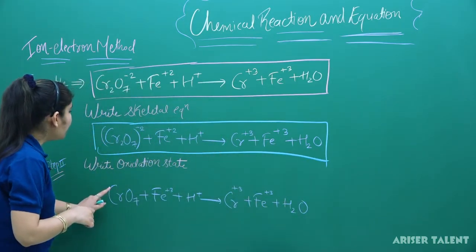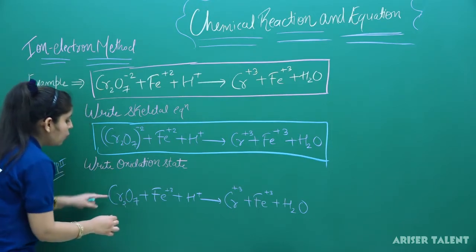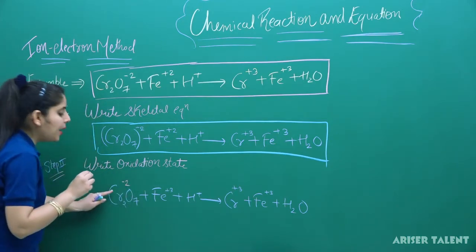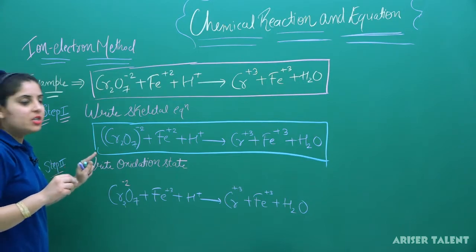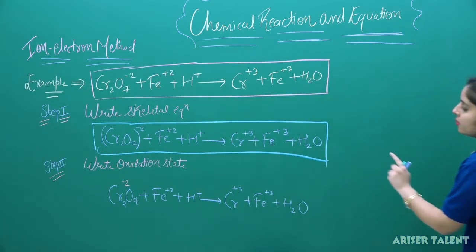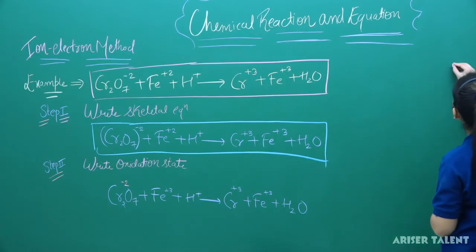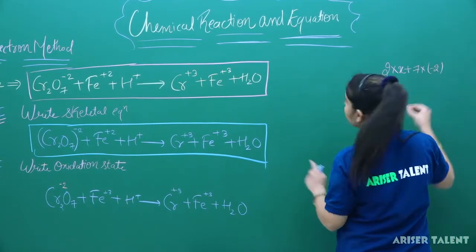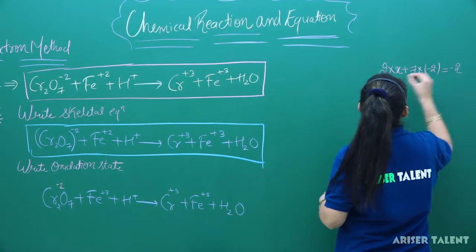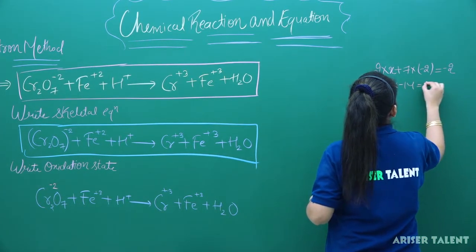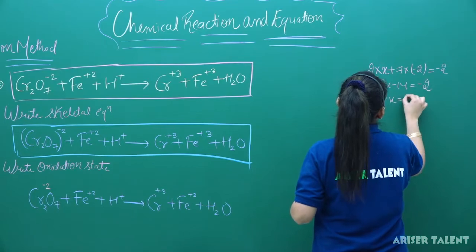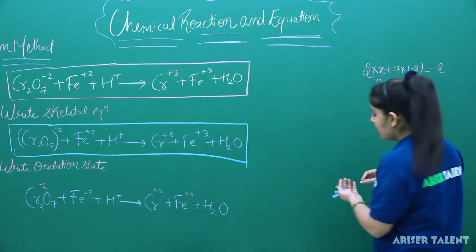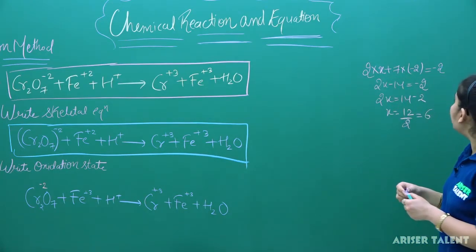Firstly, we are provided with Cr2O7 2-. In this case, the oxidation number of oxygen will be minus 2, and I am calculating for chromium by the oxidation number method. So 2x plus 7 times minus 2 equals minus 2, 2x minus 14 equals minus 2, 2x equals 14 minus 2, x equals 12 upon 2, that is 6. So the oxidation number of chromium in the dichromate ion will be 6.